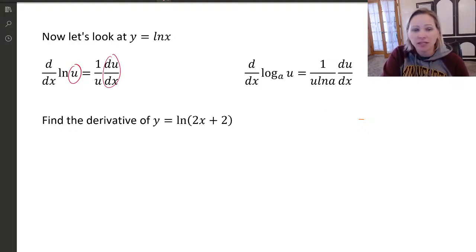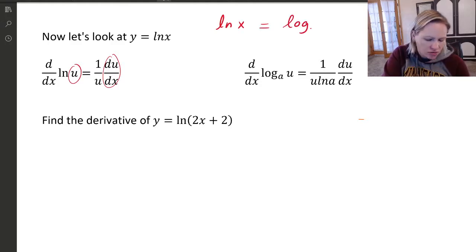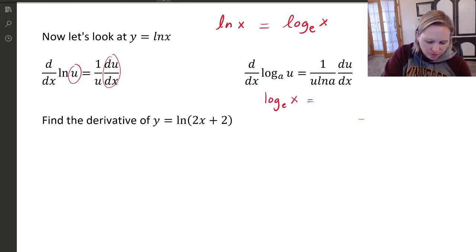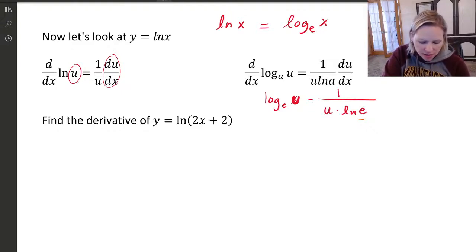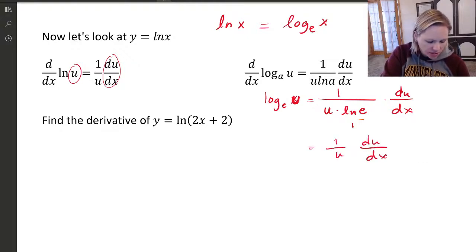Now, if I have the log of any base, it's 1 over u times the natural log of the base. Now, remember, natural log of x, I don't know why people struggle with this so much. It's just another way to write log base e of x, right? So if you're doing log base e of x, well then, or I guess we'll keep it as u, the derivative would be 1 over u times the natural log of the base, which is e, times du dx. Well, natural log of e is 1. So 1 over u du dx. Well, that's over here on the left.